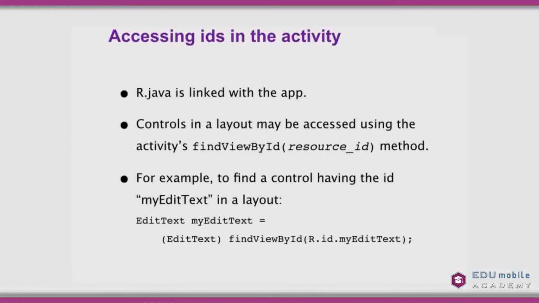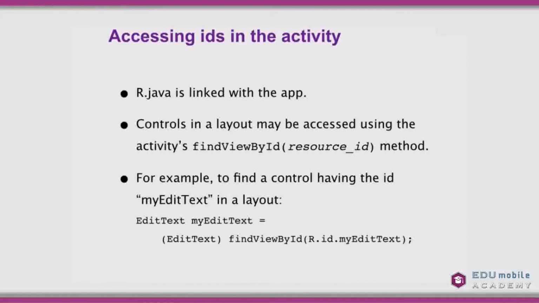So controls in a layout can be accessed using the activity's findViewById method, and then we pass it the resource ID. The resource ID is going to differ depending on what kind of resource it is, but if it's an ID defined in a layout, that is going to be R.id dot the name of the control, or the actual name that we gave the ID. In other words, the string reference to that underlying integer value.